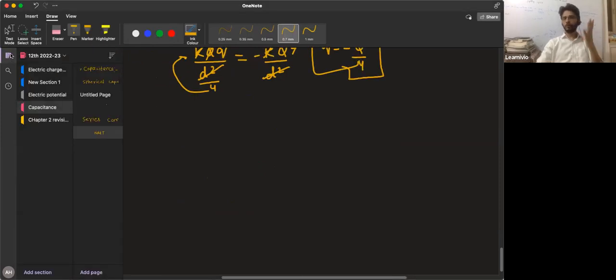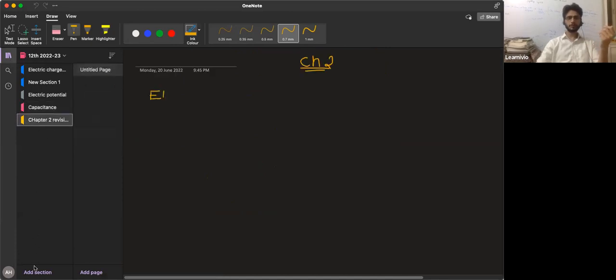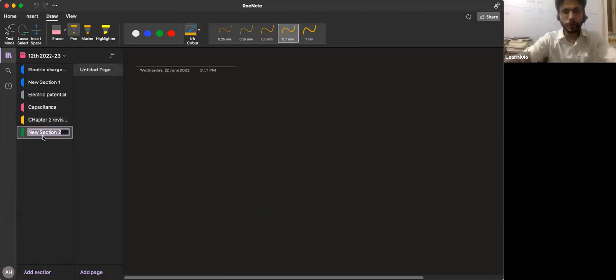Okay, so that was about Coulomb's law. In the next class, we'll start with the questions on electric field. So we are starting chapter number 3, current electricity. Now, this is easier than chapter number 1 and chapter number 2.